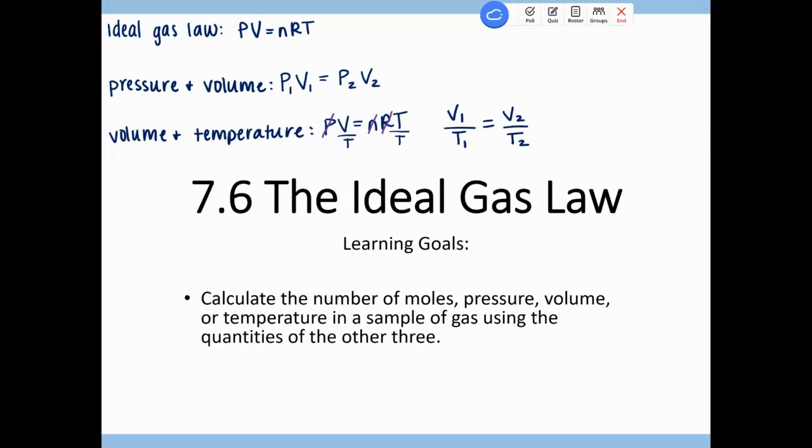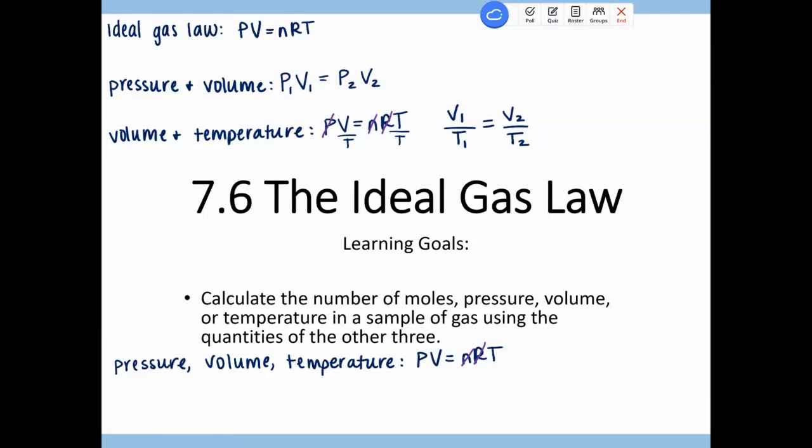And then the last one was pressure, volume, and temperature. So this was the combined gas law. So if all three of these are changing, we assume moles, and of course the gas constant, stays the same.